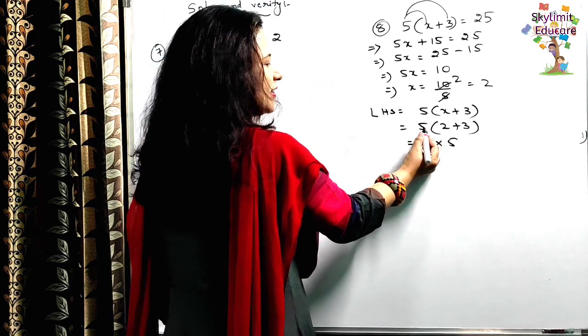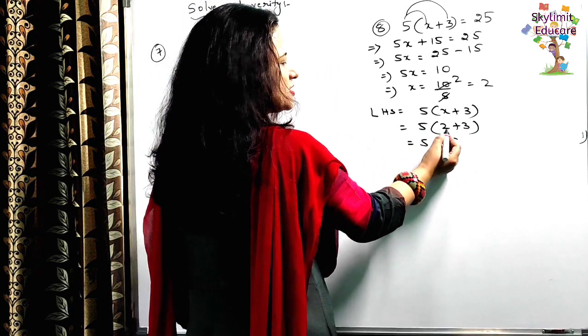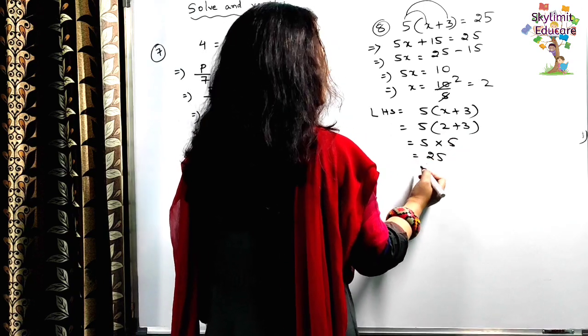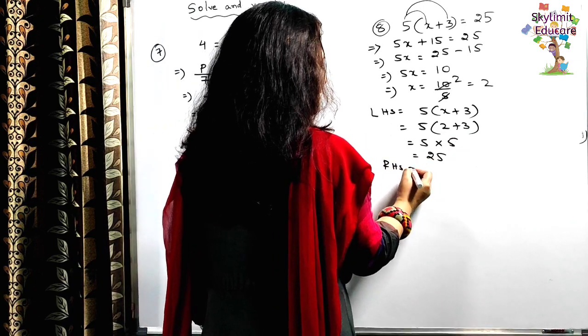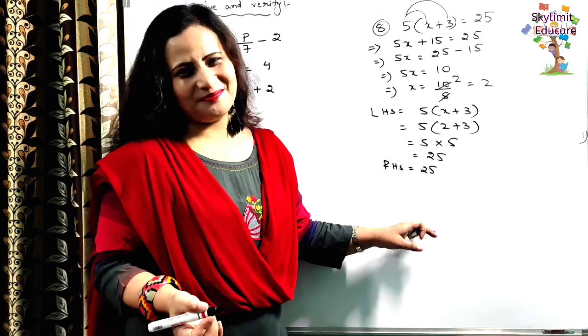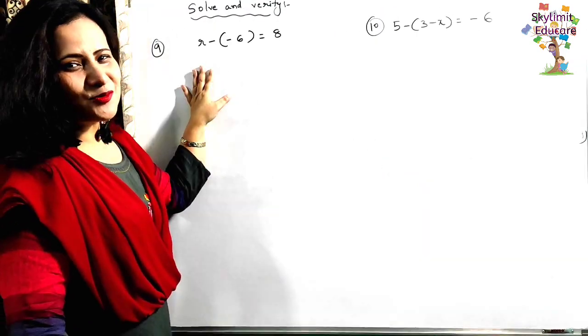5. When there is no sign in between, it means what? It's multiplied. So first solve the bracket. 2 plus 3, 5. So how much we got here? 25. And right hand side is already 25. So it's verified. Now students, let's come to the next question.